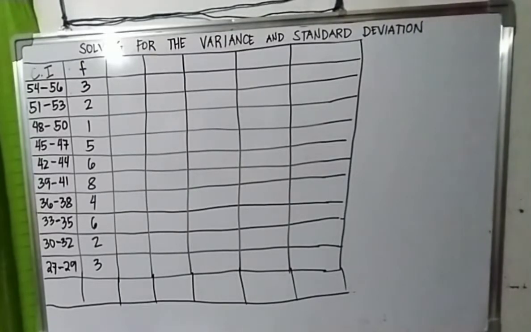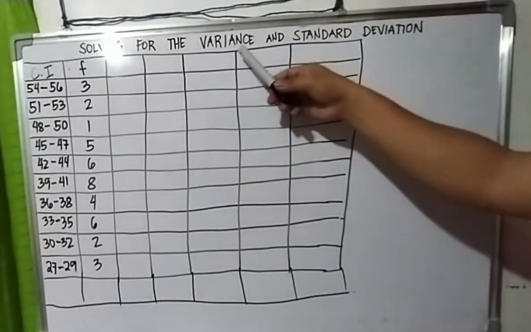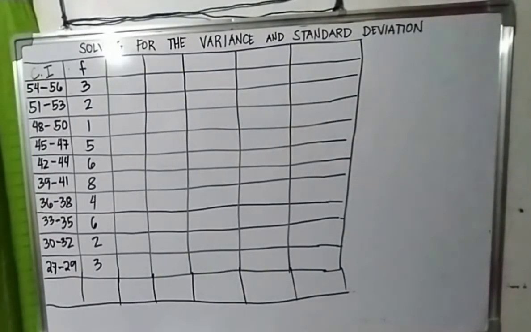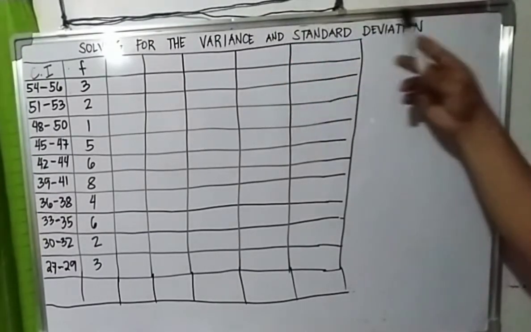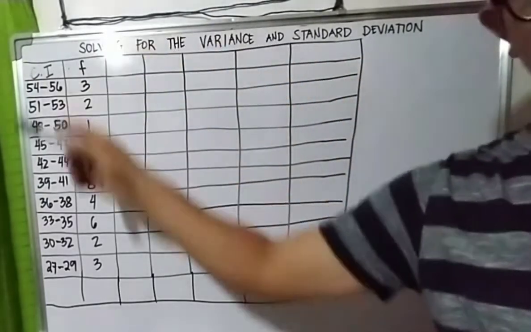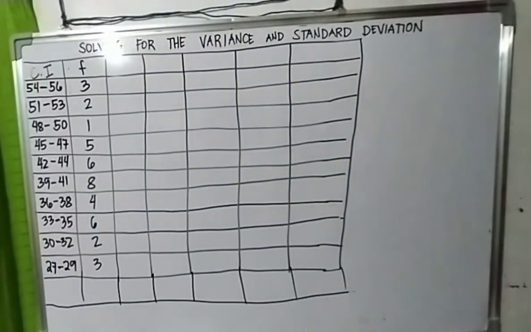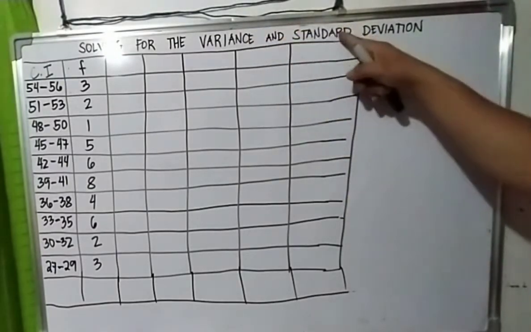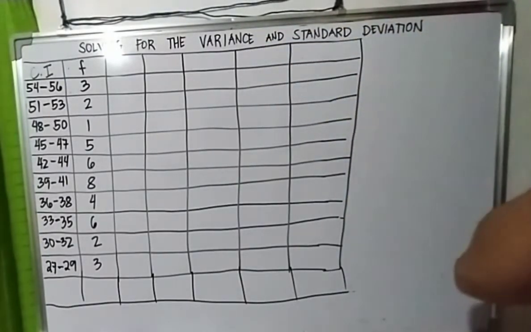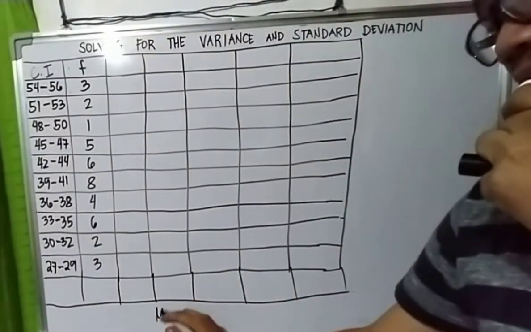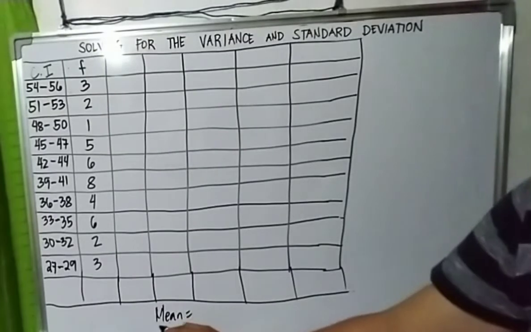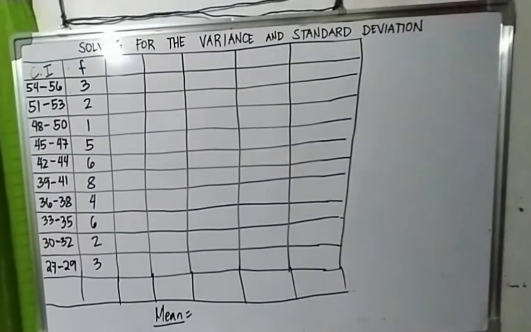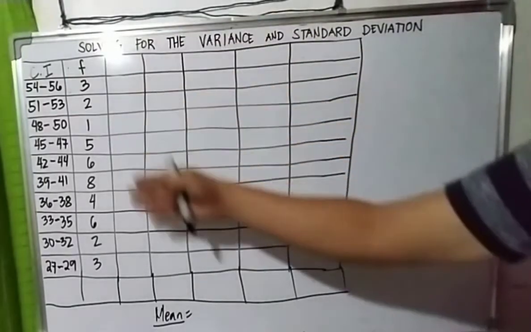So today we will discuss how to solve for the variance and the standard deviation from group data. Before we solve for the variance and standard deviation, first we need to complete the frequency distribution table. So bago natin mahanap yung variance and standard deviation, kailangan natin munang isolve yung mean. Okay, dapat unahin natin itong value ng mean from group data. So first we need to complete the frequency distribution.